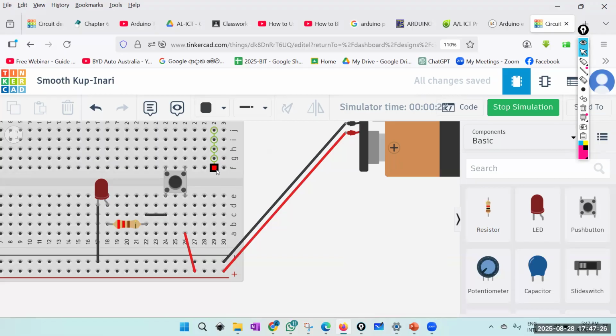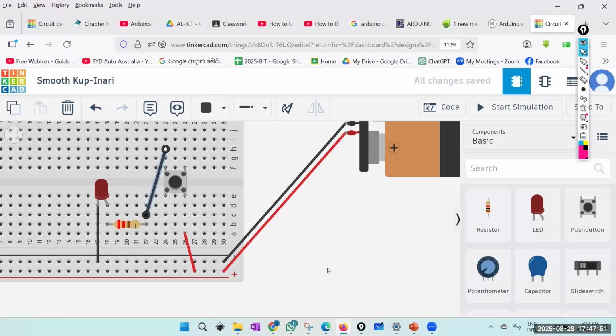Right? Same result. Don't worry. Just take your push button and fit it. It will fit into this middle. Okay. So now you can see that it's working. Okay. So it's a switch. Okay. And I will stop it. But if you do something like this, what happens?